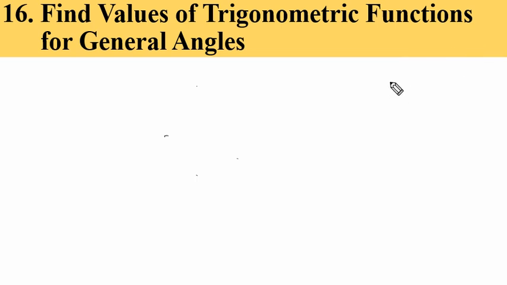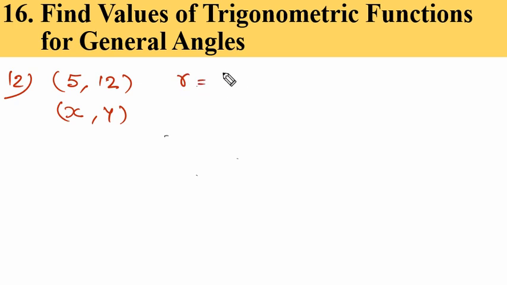Find values of trigonometric functions for general angle. So first question we have, 5 comma 12. Let's write them in the coordinate. This is x comma y. So you will need certain information. You will need to find r, which is the square root of x square plus y square.